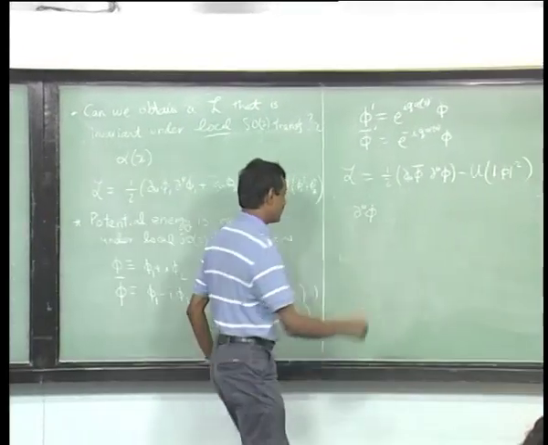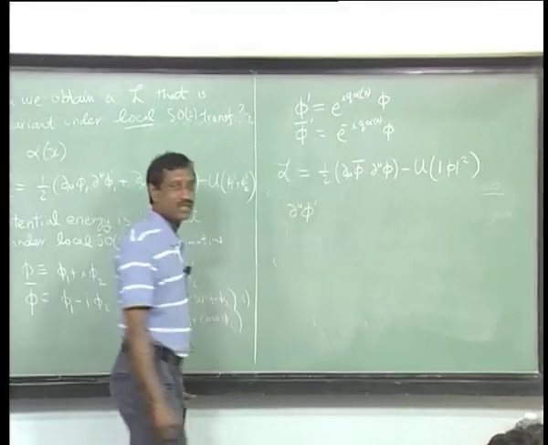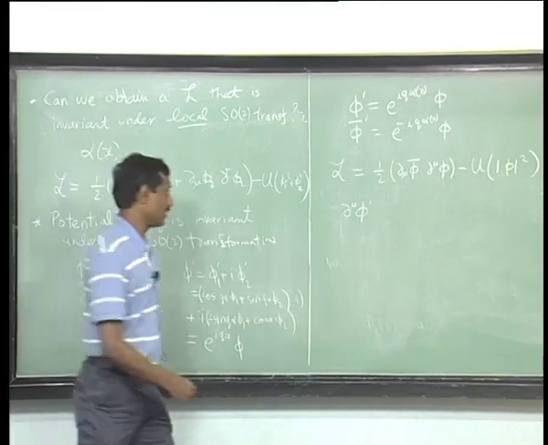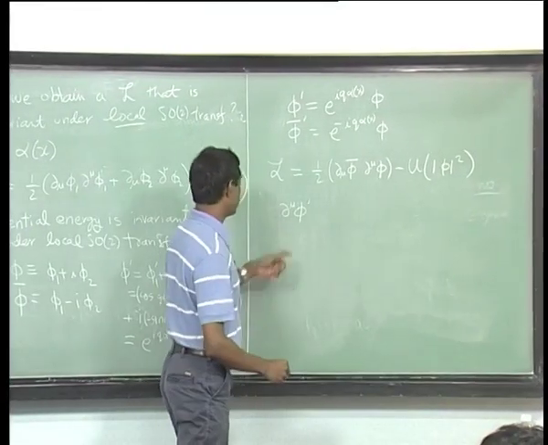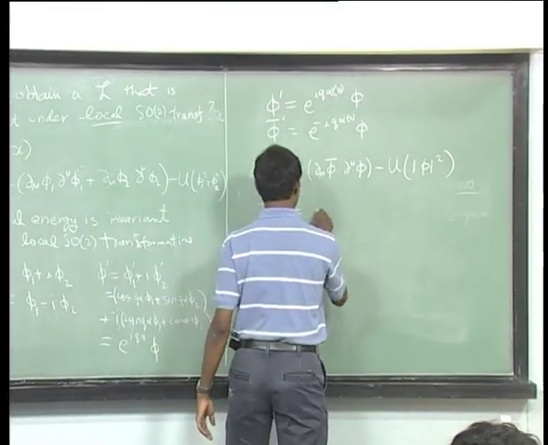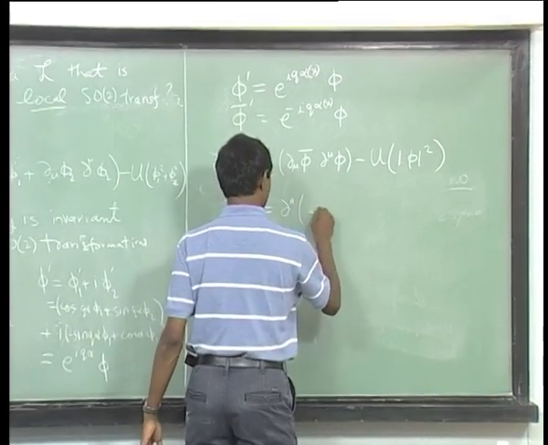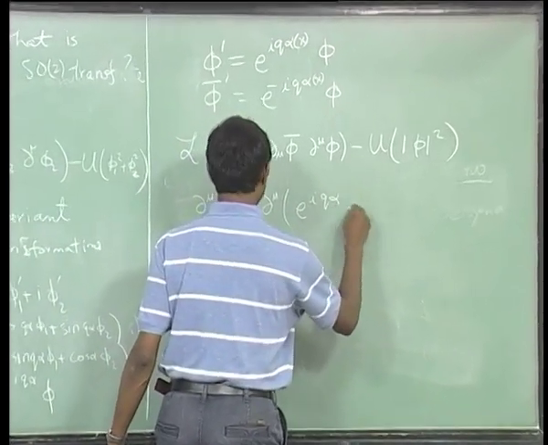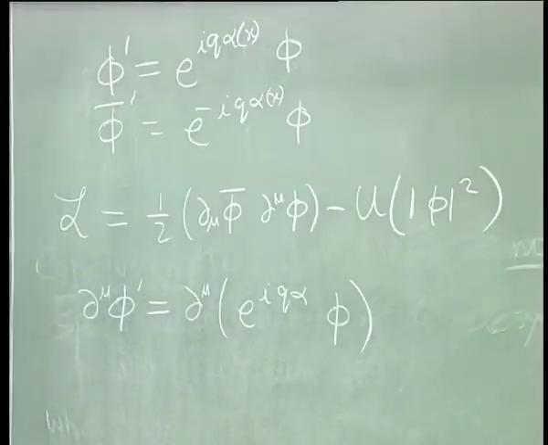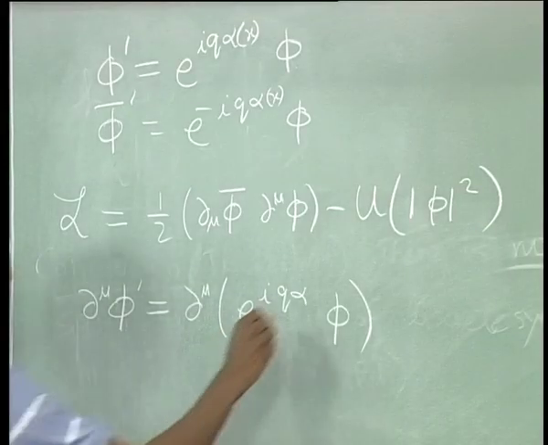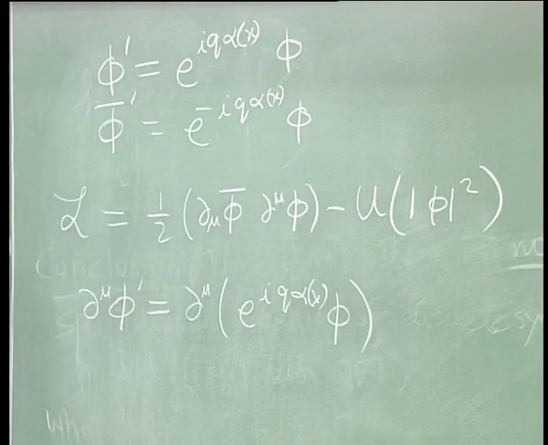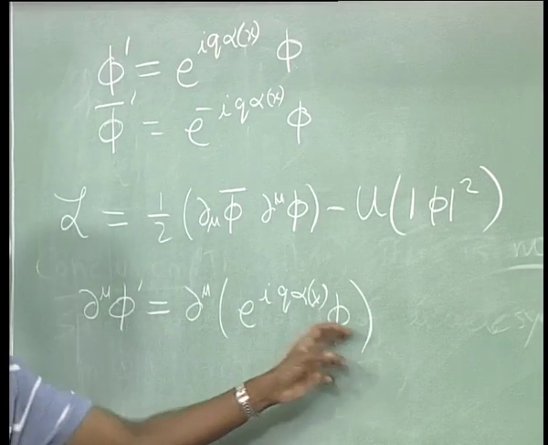Okay. So, what I want to know is what does d mu of phi prime look like. Okay. So, let us do this. So, d mu of phi prime will be e power i q alpha phi, and alpha is also a function of x. So, now the derivative can act on two things.